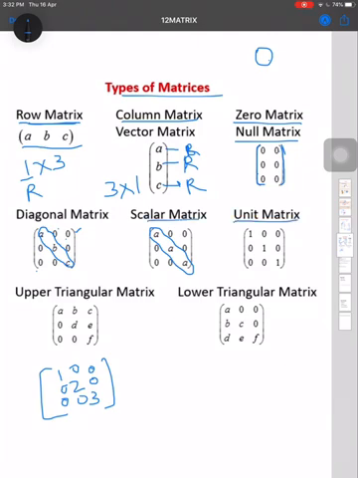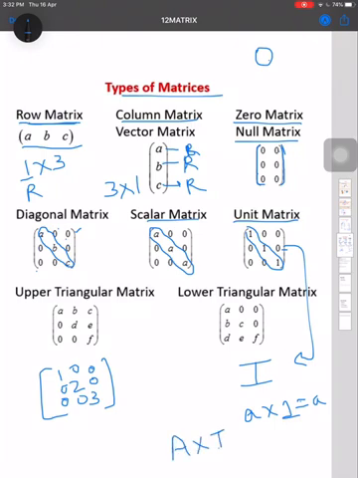Next one is unit matrix. When in the diagonal we have only 1, 1, 1 and other elements are 0, this is known as unit matrix. And this unit matrix is also represented by I. This I is same like 1. Whenever you multiply 1 with any number, you get the same number. Same way, whenever you are multiplying any matrix with that unit matrix, then you will get the same matrix. And one more thing, always you have to represent the matrix with a capital letter. It can be A, B, C, but you will write it in capitals.